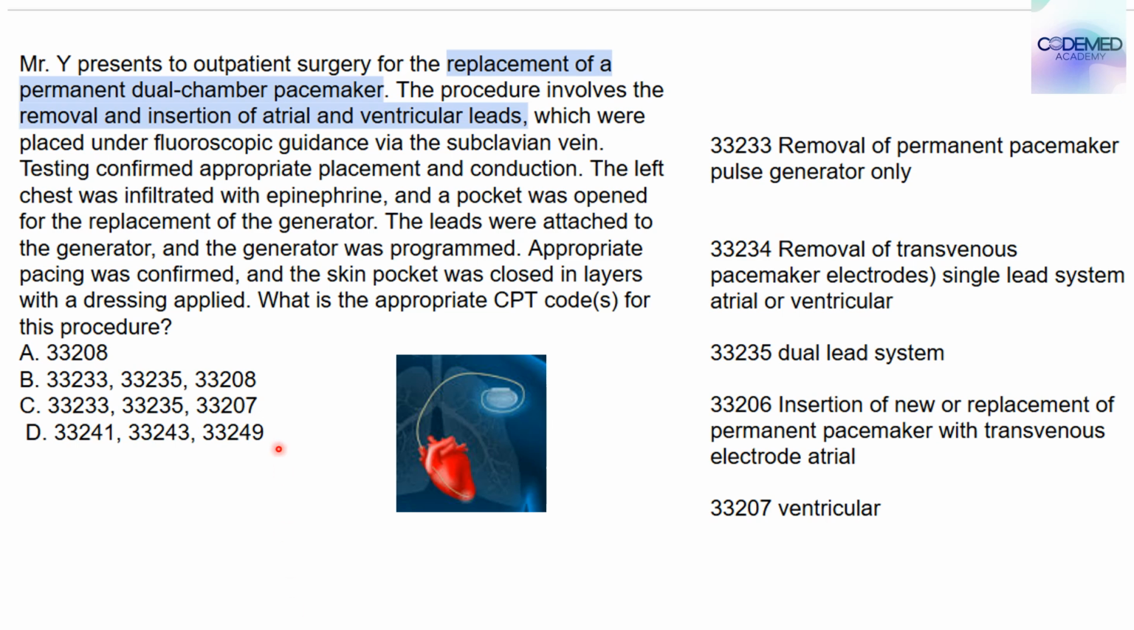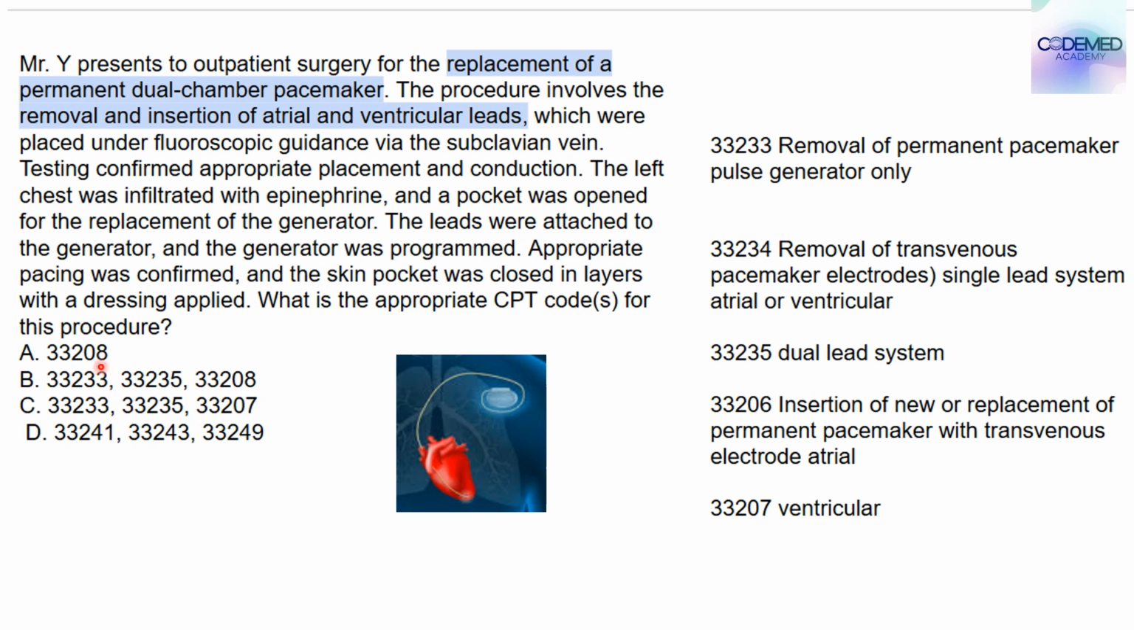Now let us have our drill. What is the system? Permanent pacemaker. How many leads? Dual lead. What have they done with the system? They have done the removal followed by replacement. And so we will eliminate all the wrong options. Now option D, these are the codes for the defibrillator. So we are going to eliminate that option first. Then we are left with three options.